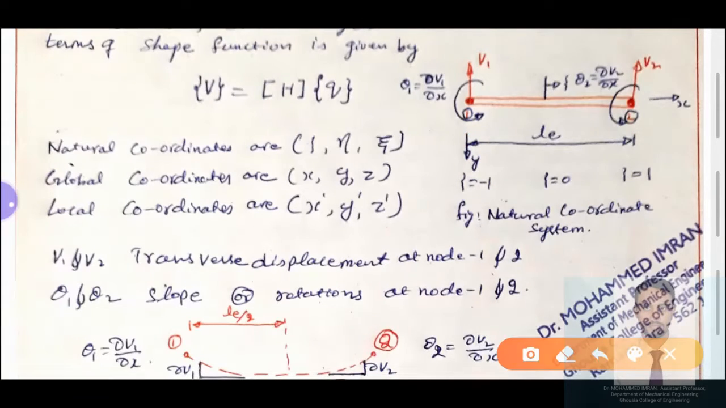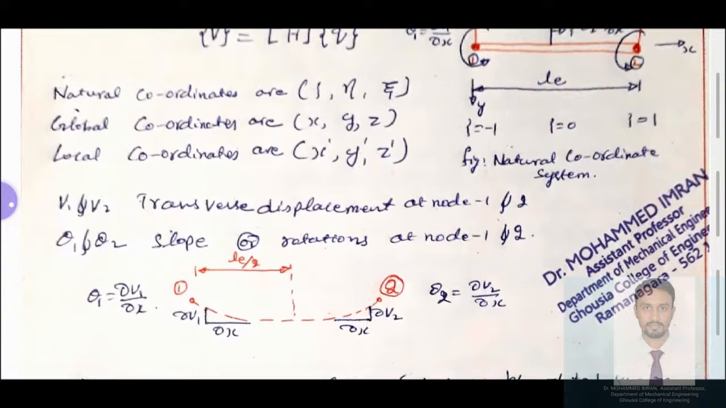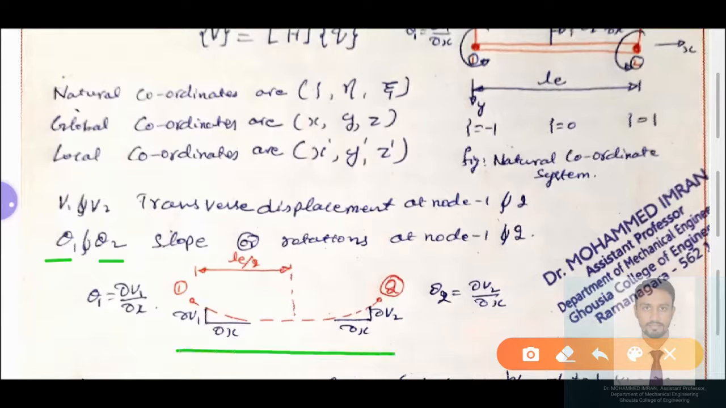In that space of the natural coordinate system, we are representing 2 degrees of freedom at each node. One is the transverse displacement, another is the rotation. Now we'll say v1 and v2 are the transverse displacements at node number 1 and 2. Theta 1 and theta 2 are the slopes or rotations at node number 1 and 2. How do we get this idea of theta 1 and theta 2? When we apply the load on the beam element shown in the figure, the deflection takes place, maximum at the midpoint when we take it as a simply supported beam.